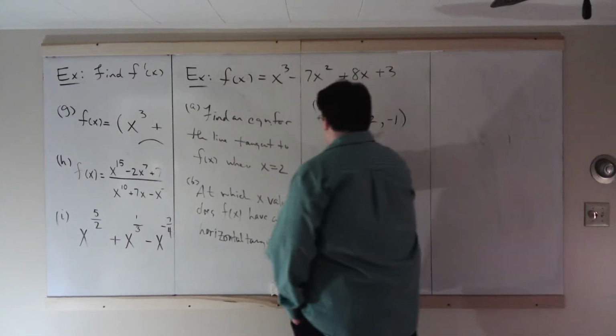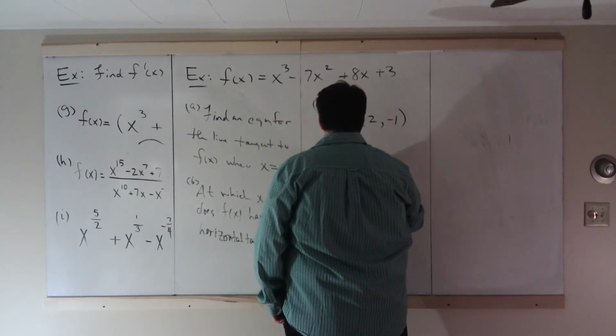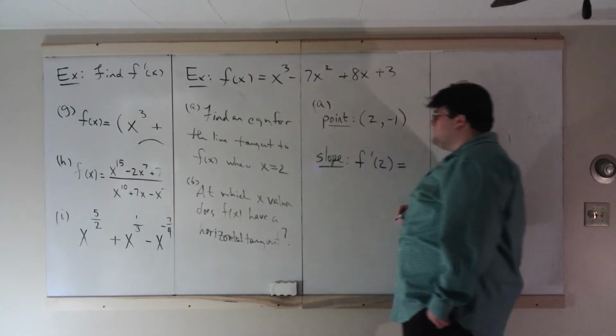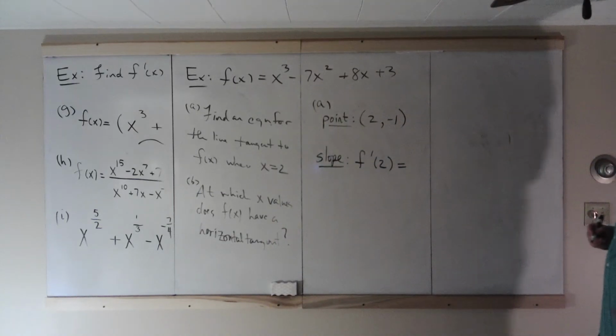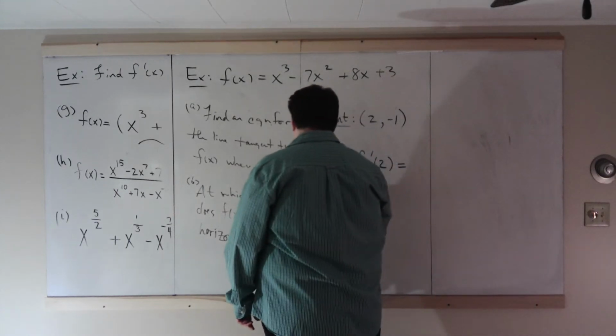How about the slope? Well, the derivative, remember, gives us the slope of a tangent line. So we need here f prime at 2. Well, I don't see f prime written anywhere.